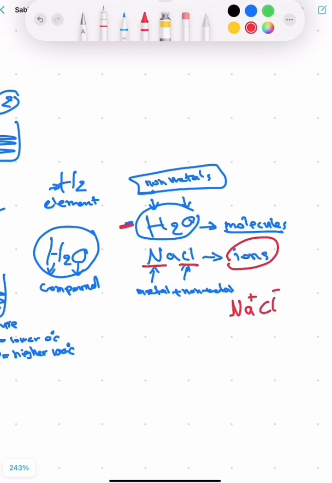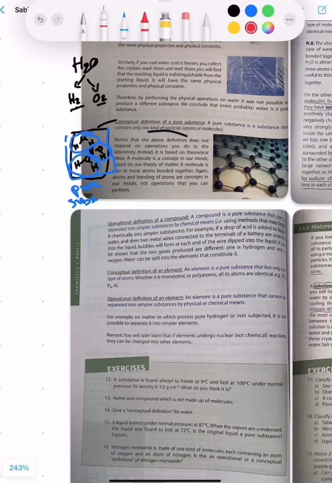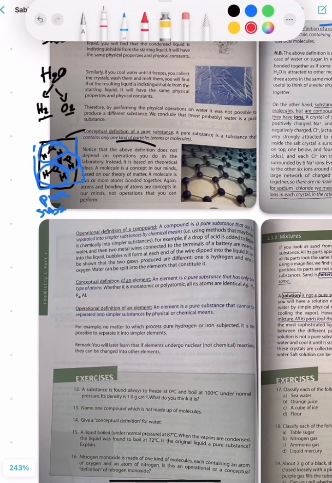But both of them, H2O and NaCl, are considered compounds because both of them have more than one type of element. So the operational definition of a compound, meaning practically when you do it in the lab, how would you define compounds? A compound is a pure substance that can be separated into different or simpler substances by chemical means.